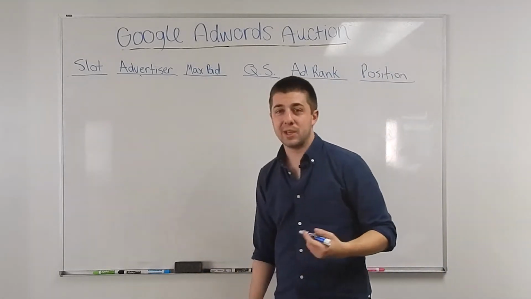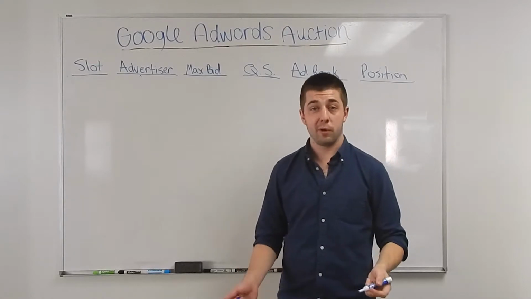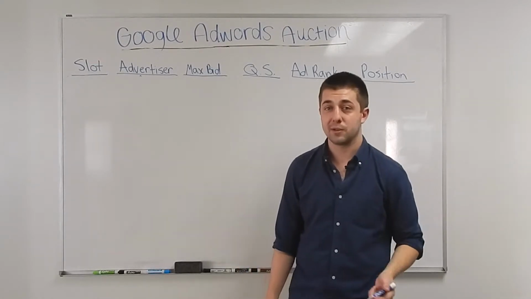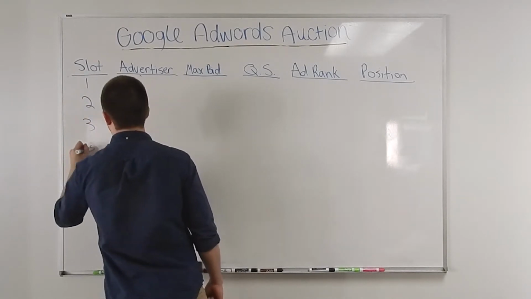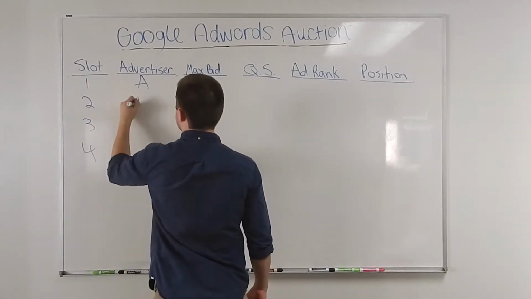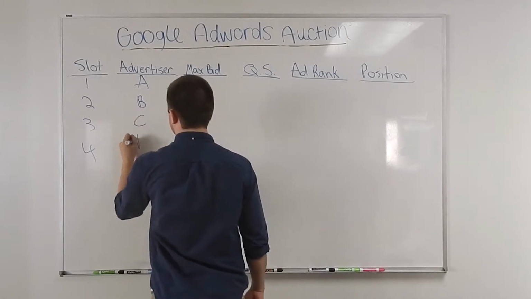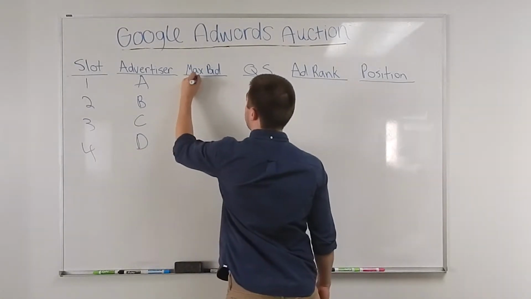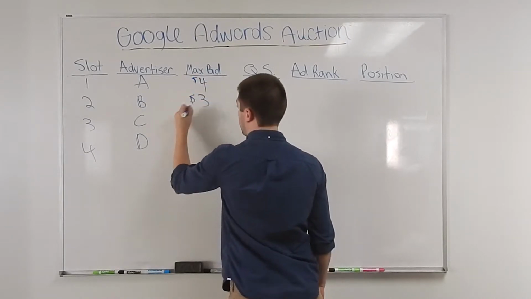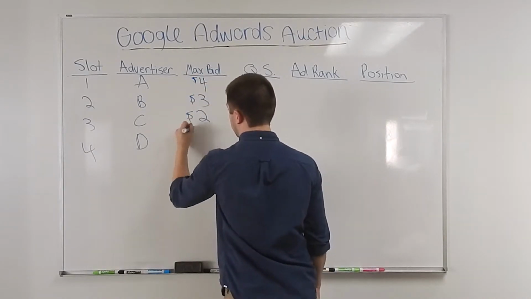So using a similar example as the last one, let's say that this time there are 4 available slots and there's 4 advertisers competing for those slots. So you have 1, 2, 3, 4. Let's just give them letters again, A, B, C, and D.